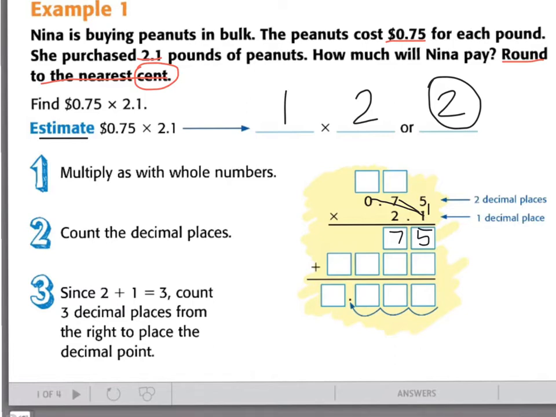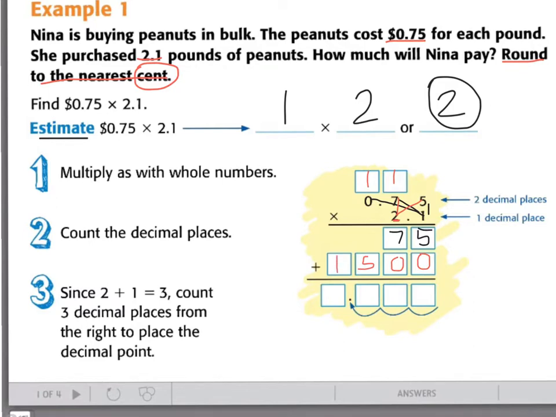Before I do anything, I'm going to put my 0 as a placeholder, because this 2 is in a digit that represents a value 10 times greater than the 1. Now my job is to multiply 5 times 2. 5 times 2 is 10. Carry the 1. Now I'm going to multiply 7 times 2. 7 times 2 is 14 plus 1, 15. Again, carry the 1. 0 times 2 is 0, but I've got 1 up here.